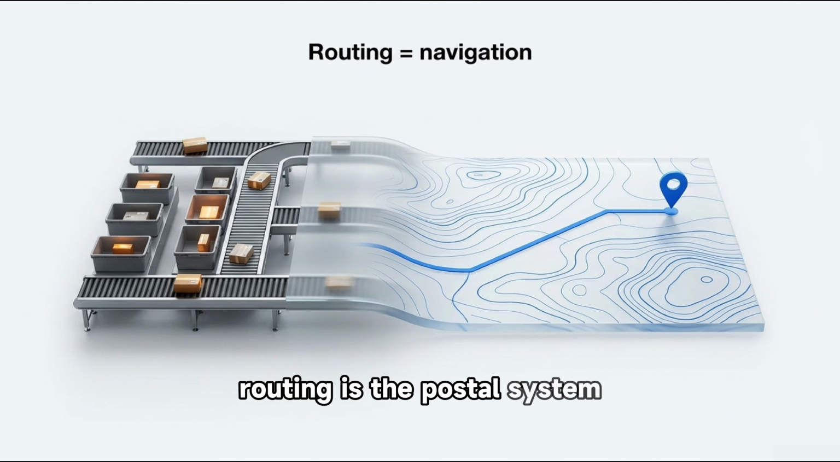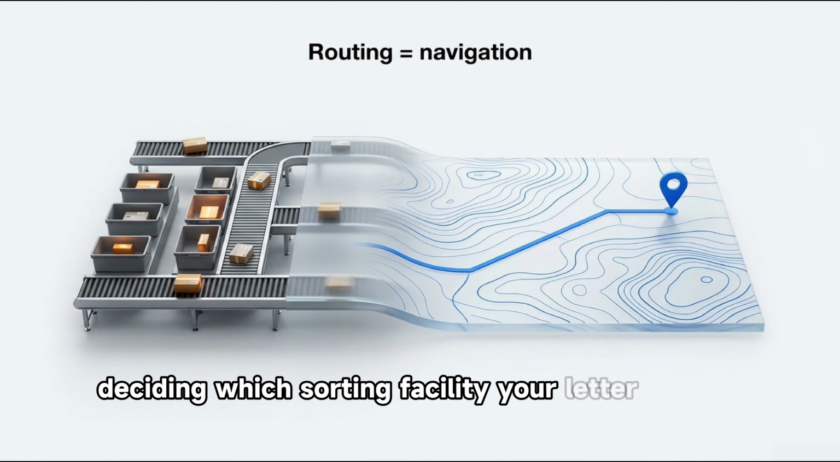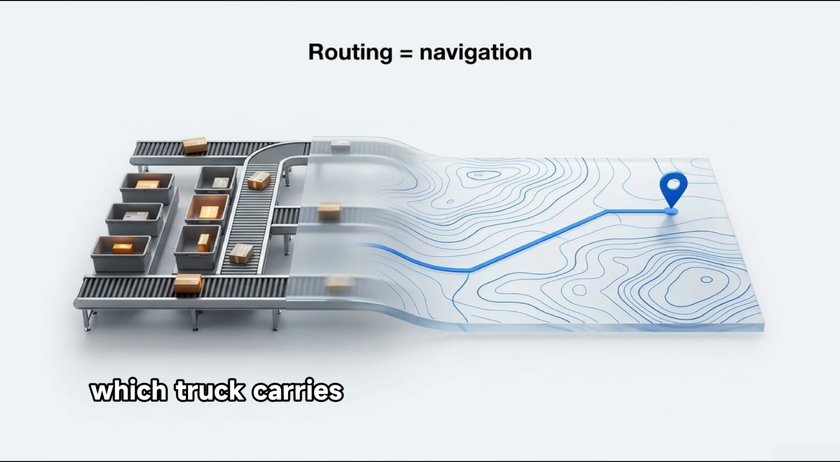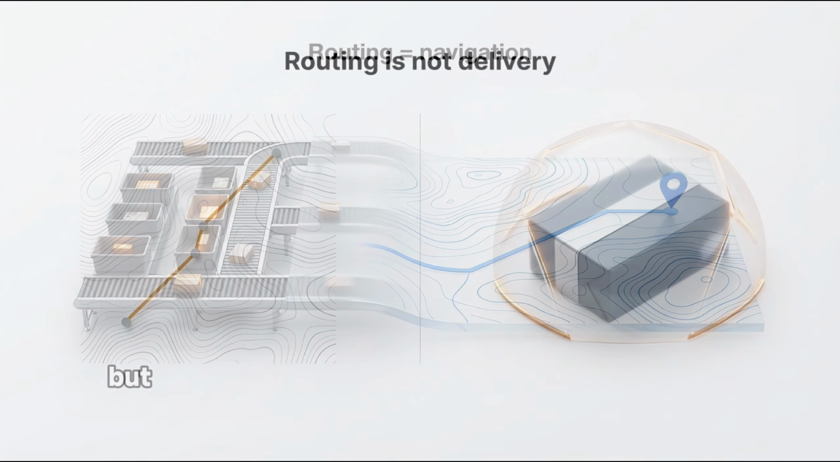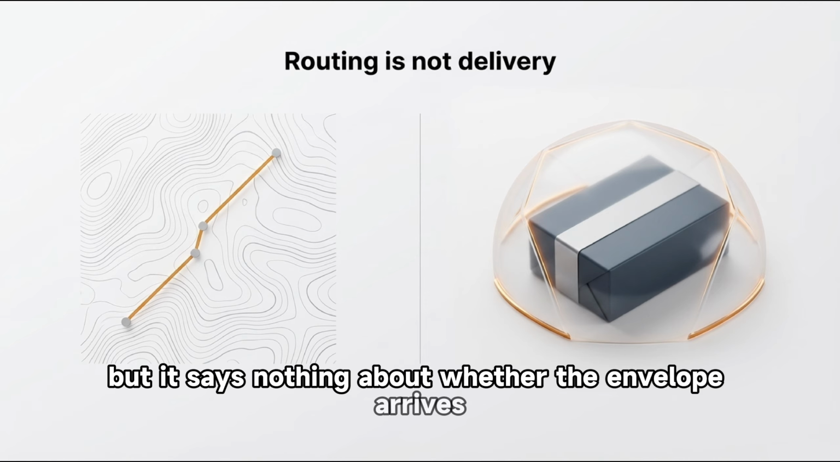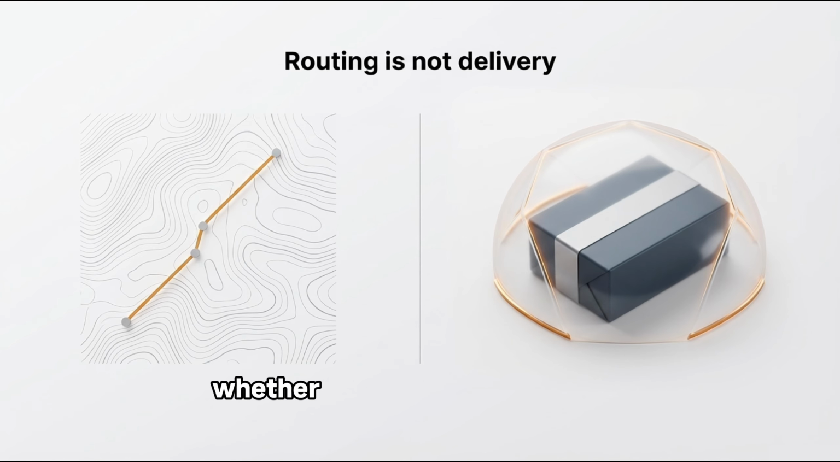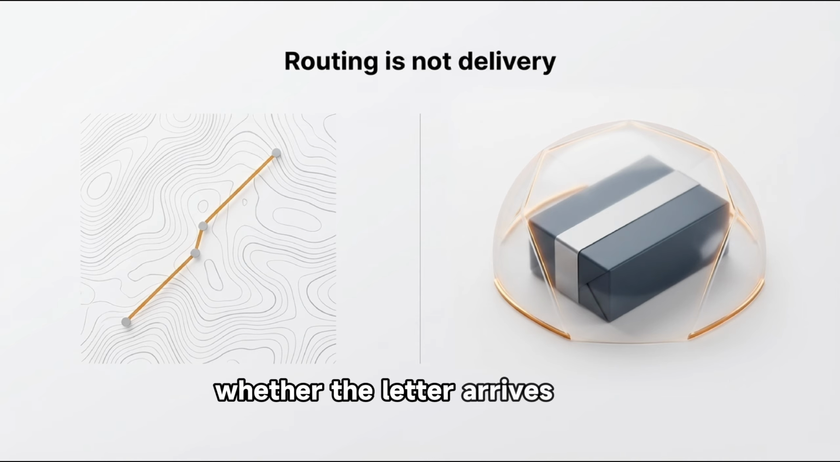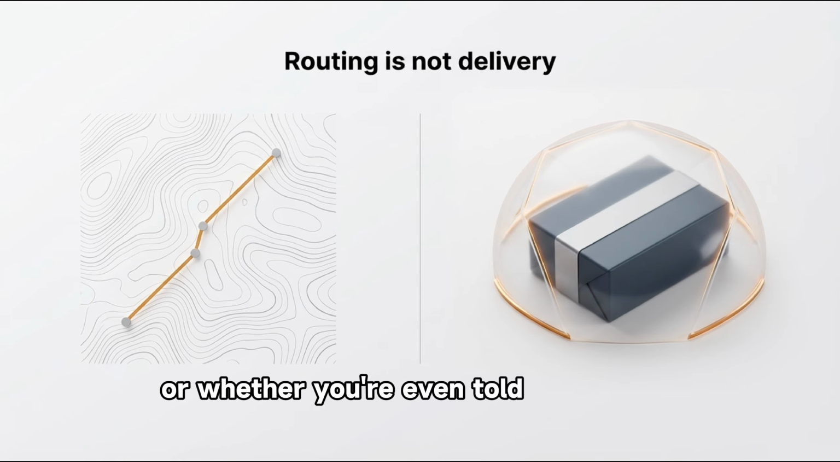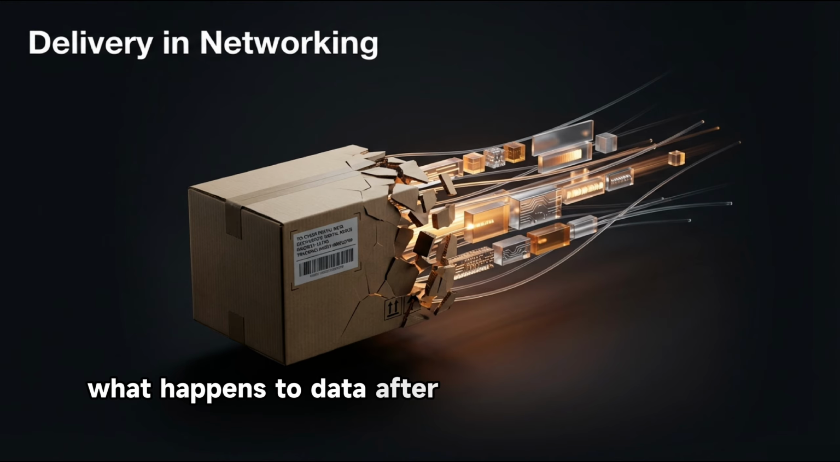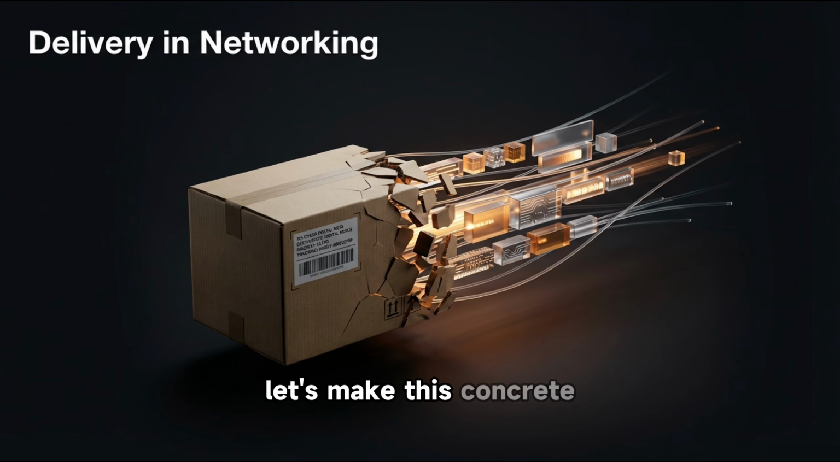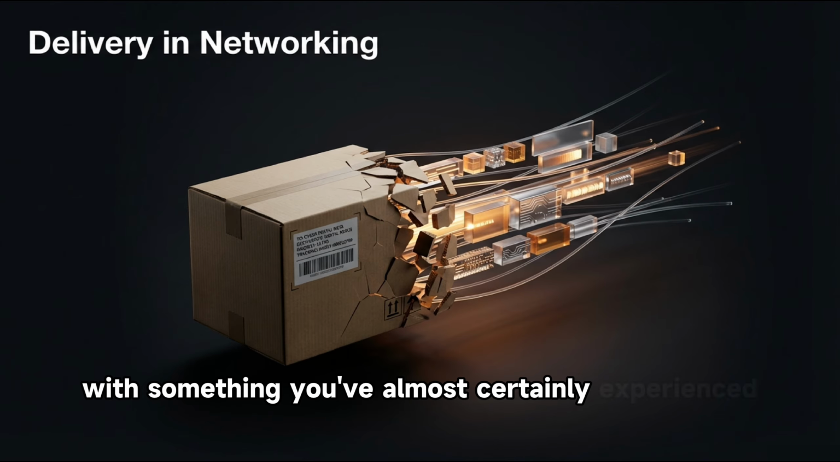Routing is the postal system deciding which sorting facility your letter goes to, which truck carries it, which route that truck takes. It handles the navigation, but it says nothing about whether the envelope arrives sealed or torn, whether all the pages are inside, whether they're in the right order, whether the letter arrives at all, or whether you're even told if it doesn't. That set of questions, what happens to data after routing has done its job, is what delivery is about. Let's make this concrete with something you've almost certainly experienced.